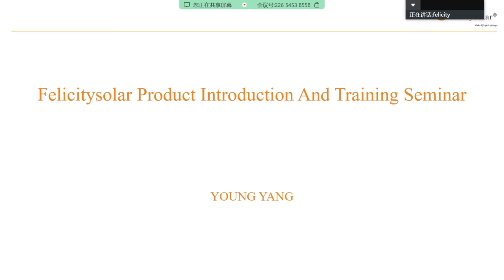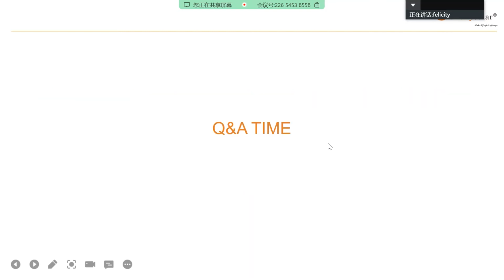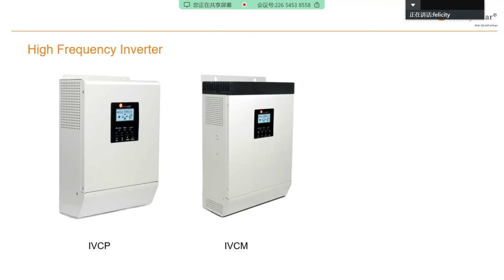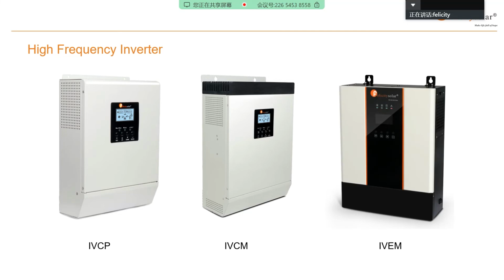This day we are talking about the inverter. Felicity provides two types of inverters. One is high frequency and one is low frequency, or we can call it power frequency inverter. And first, let's introduce the high frequency inverter. Previously we had IVCP and IVCM, and now we have the IVEM. Later we'll introduce the difference between these different products.